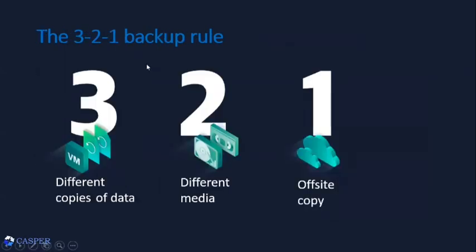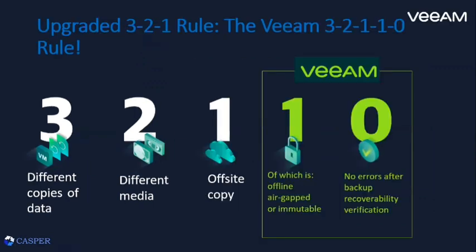So we also looked at what a good backup rule or a good backup strategy should be. We said you should have 3 different copies of your data. You should try to make use of 2 different media, and then you should have at least 1 offsite copy. And when we began to look at Veeam, which is a backup solution that we discussed in the last session, we said with Veeam, you can take it further and have 1 air-gapped or immutable copy of your backup.